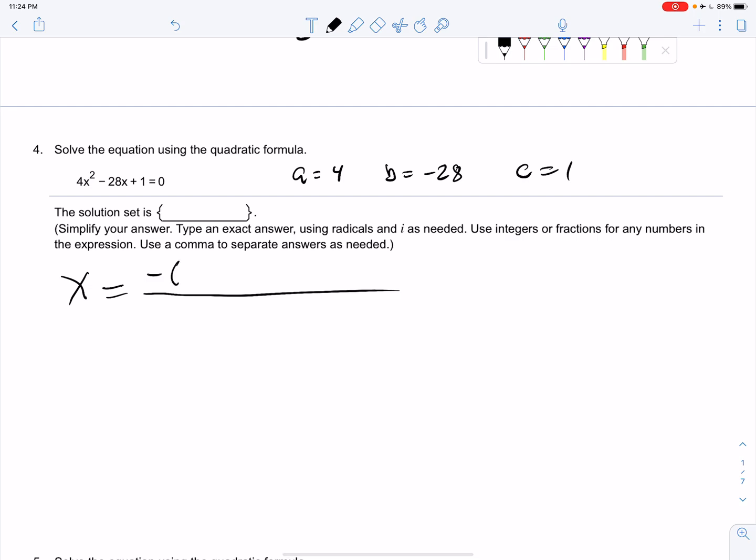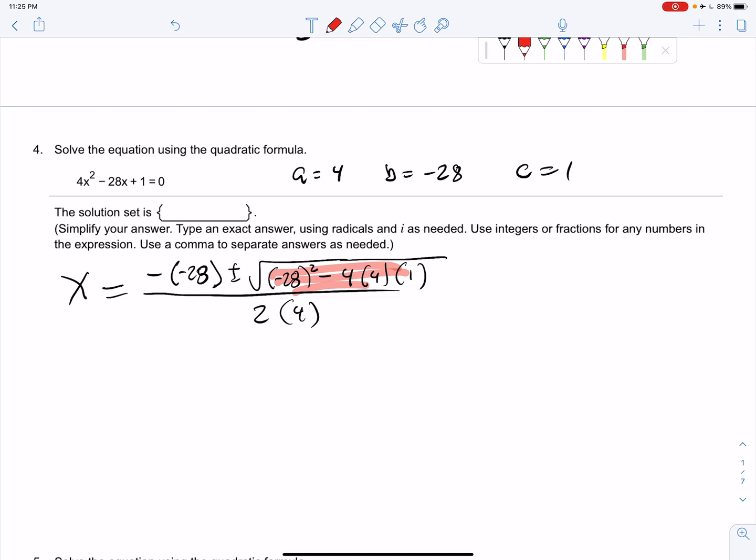We start by taking the opposite of b, and b is negative 28, plus or minus the square root of b squared. Well, b was negative 28 squared, minus 4 times a, which is 4, times c, which is 1, all over 2 times a, 2 times 4. Just like before, I like to take this radicand in here and solve it over here, right? So that's going to be negative 28 squared.